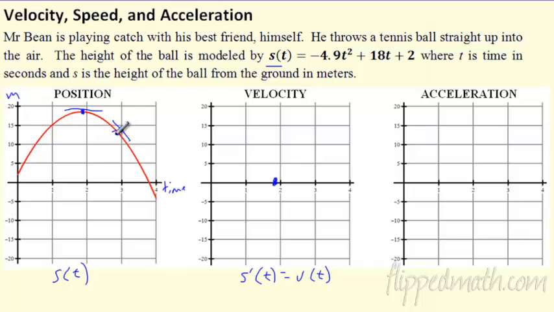That's a terrible tangent line. Let's make it thicker, make it kind of hit there. It's a negative velocity. So anywhere here the velocity is positive. Anywhere over here the velocity is negative.